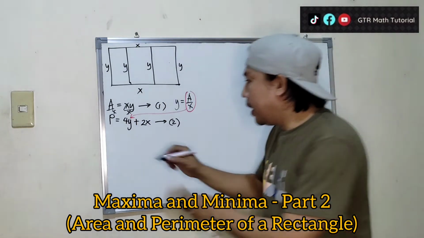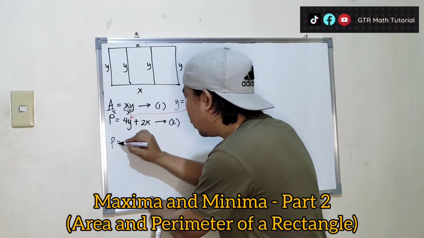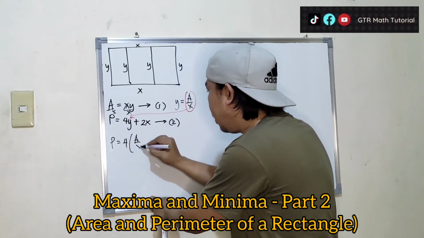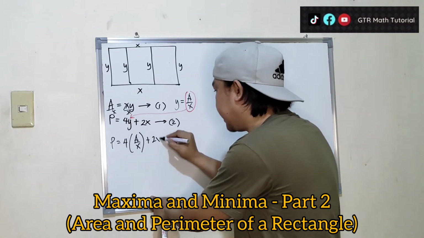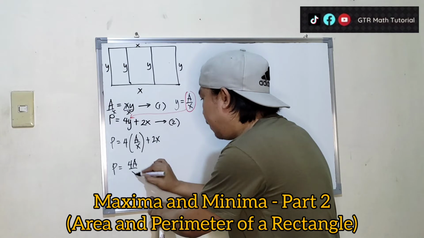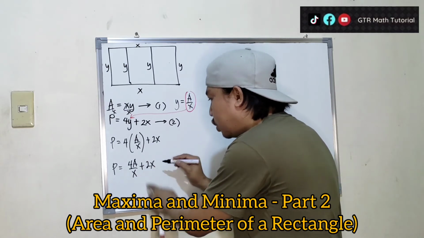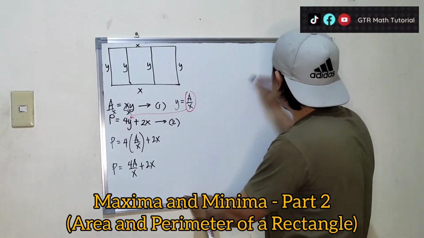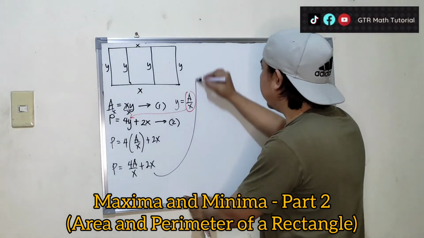So therefore, the perimeter is equal to 4 times y. So we have 4 times a over x plus 2x. Therefore, p is equal to 4a over x plus 2x. So, a here is constant. So, now, let us differentiate.